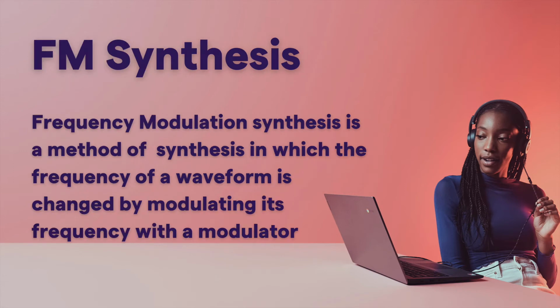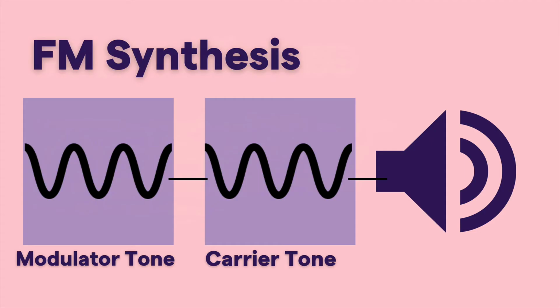Then there's FM synthesis, or frequency modulation synthesis, which is a method in which the frequency of a waveform is changed by modulating its frequency with another waveform, a modulator. So basically, you can have one oscillator, that's your primary oscillator or your carrier tone, and then you have a secondary oscillator, which is your modulator tone, and that modulator tone modulates the carrier tone.